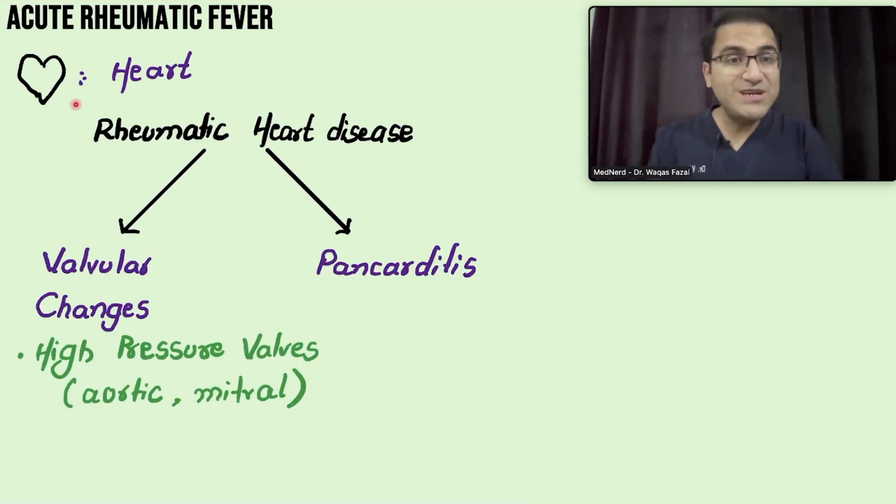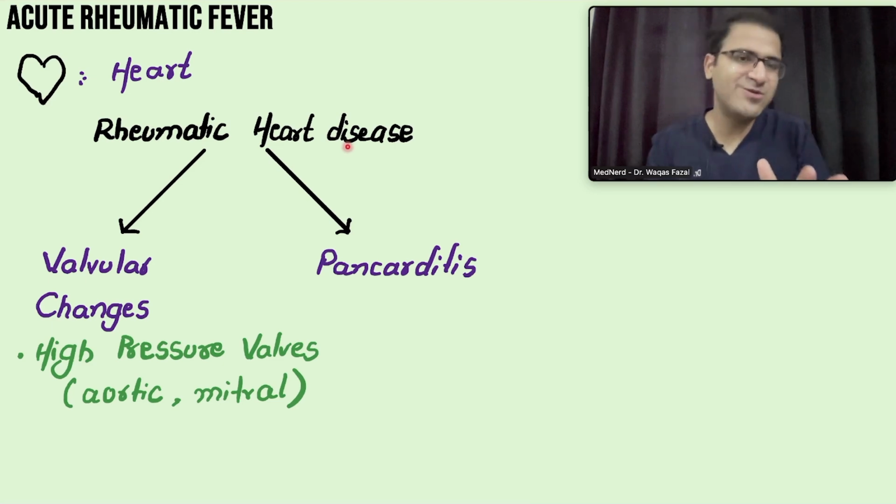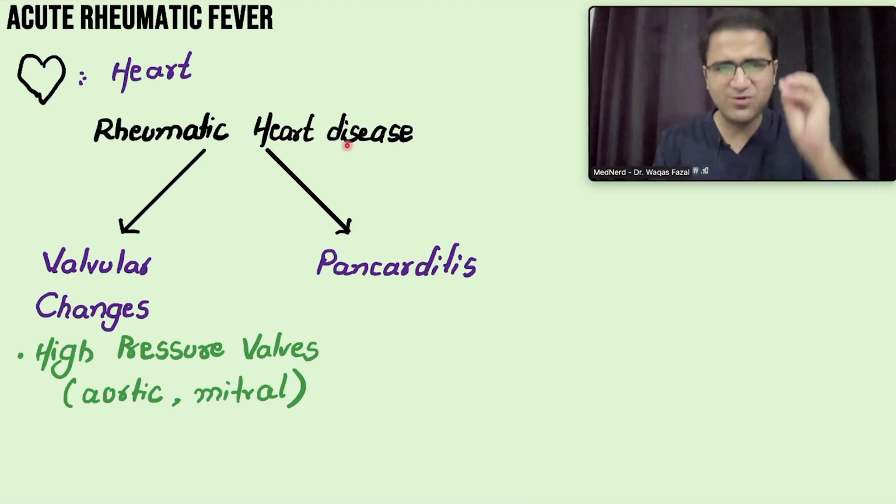Now, coming to the complications that occur in the heart. The heart manifestations of acute rheumatic fever are called rheumatic heart disease, and they are very high yield because many times in exams you will be tested on these complications. Heart complications of acute rheumatic fever are the most important ones.